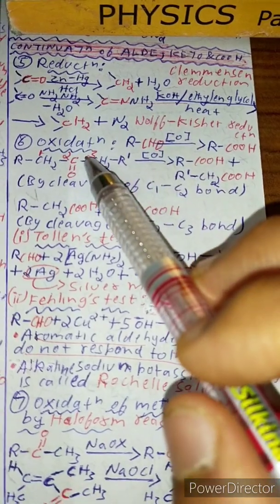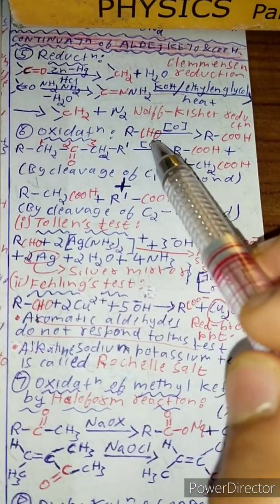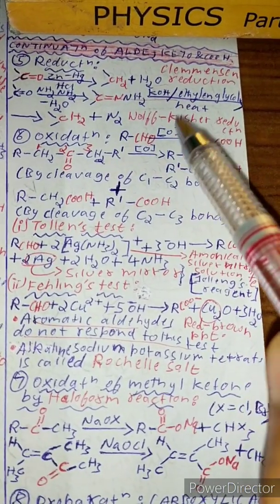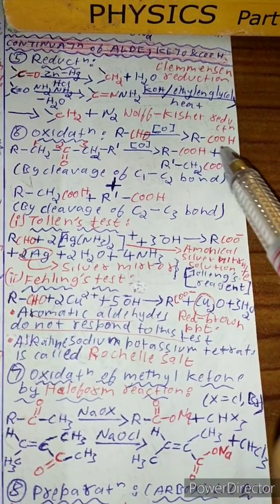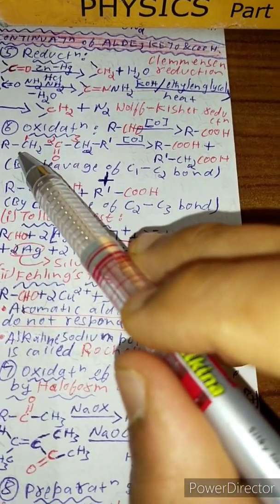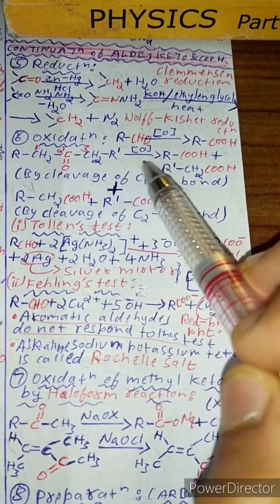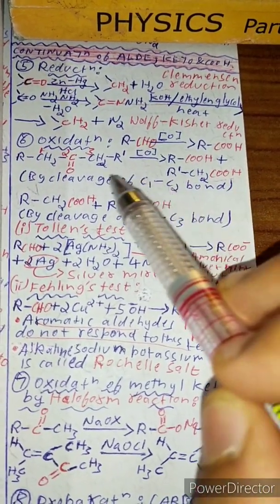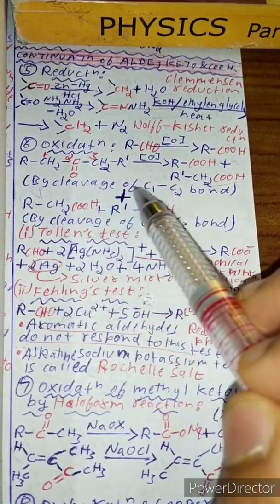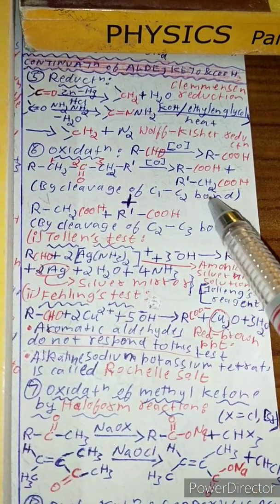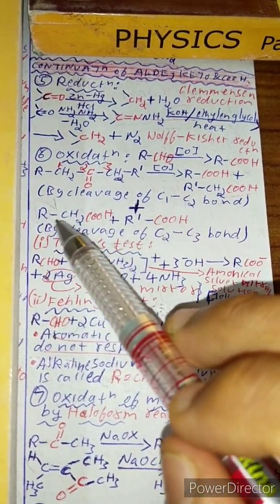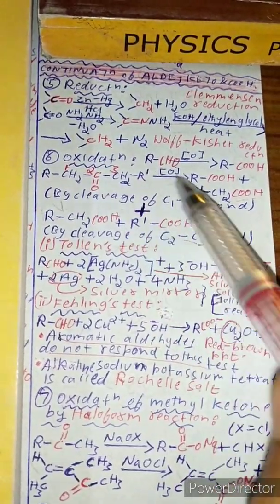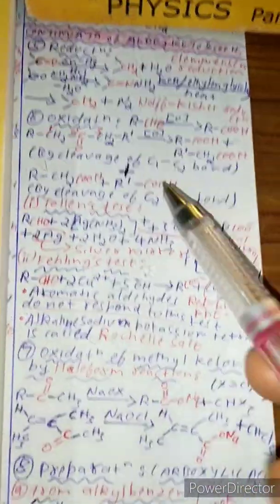Next one is oxidation. RCHO in the presence of, not oxygen, it is nascent oxygen, gives RCOOH. And RCH2 C double bond O CH2 R dash in the presence of nascent oxygen gives RCOOH plus R dash CH2 COOH. Now what happens is that when we cleave the C1 and C2 bond, plus in this compound, cleavage of the C2 and C3 bond takes place. This is the product formed when the cleavage takes place.